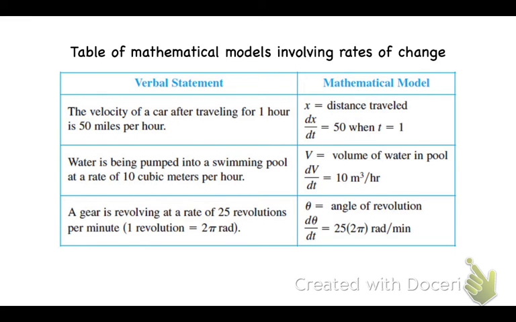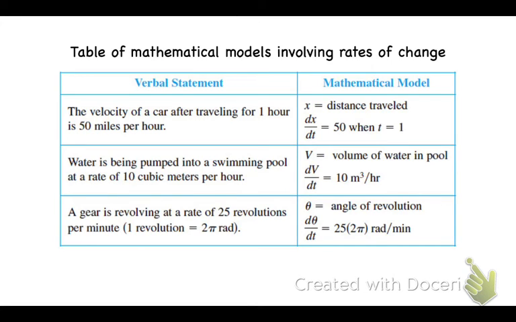Okay, so these are just some examples of readings. These aren't really anything we're going to do. We're just going to look at it, because like I said, the hardest part is to pick it apart. So it says the velocity of a car after traveling 1 hour is 50 miles per hour. So the mathematical model would be x equals the distance traveled, dx/dt equals 50 when t is 1. See that? Because we have time is 1, that's your hour, and 50 is your miles per hour. So the change in x with respect to time is 50.